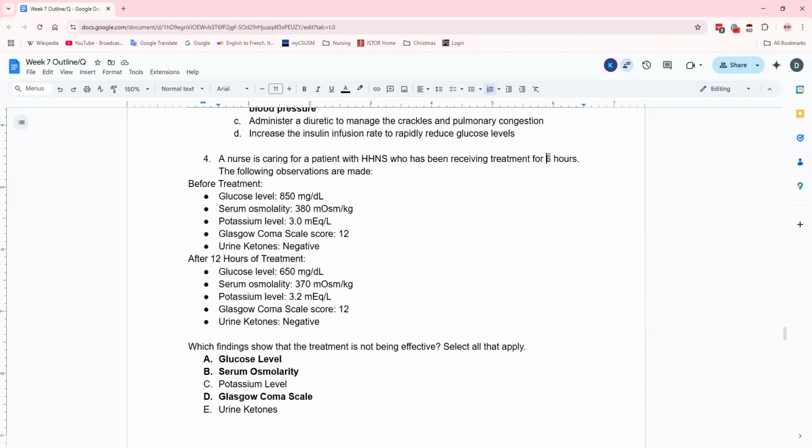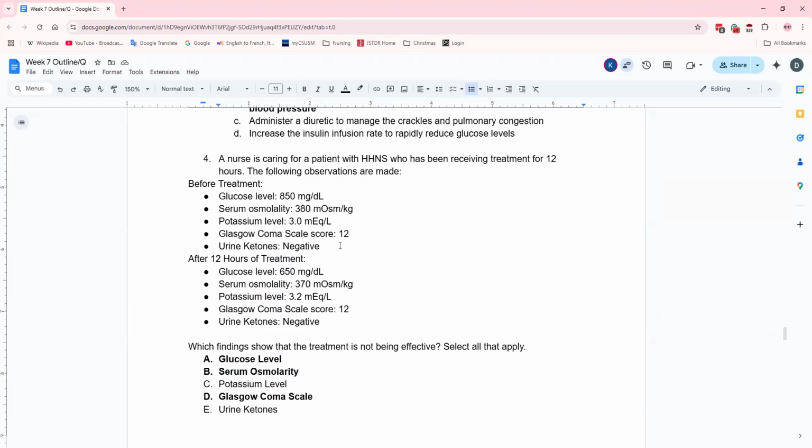I think I changed it to 12 later and then didn't change it up here. Yeah, 12 hours. So it's barely changing, and I would consider that a sign that this isn't improving. But I can see the other perspective, where technically it's going down. That's just how I interpret it: the value is not going down at a rate that I like. The serum osmolarity, again, is going down, but barely.